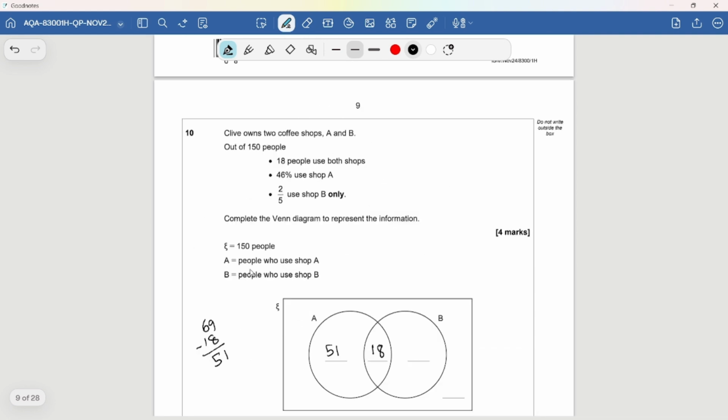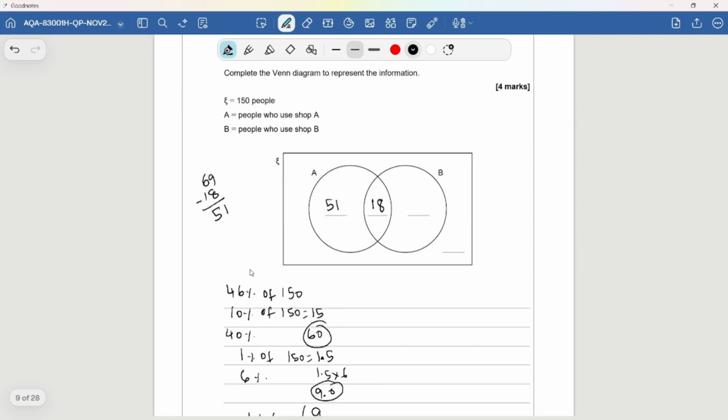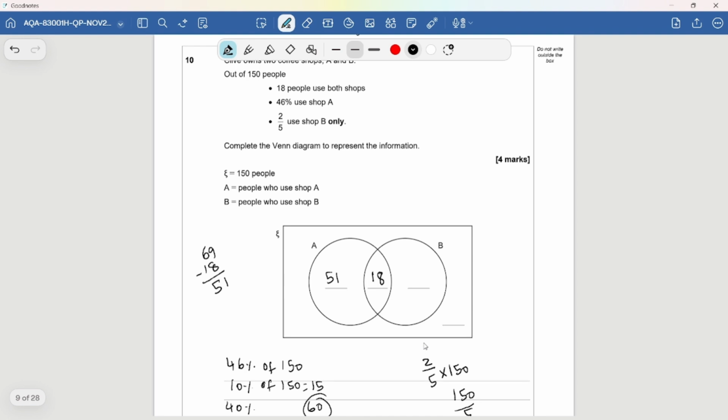What else is given here? 2/5 use shop B only. So 2/5 of 150: 150 divided by 5 is 30, and 30 times 2 gives 60. So 60 use shop B only. So this is exclusively for shop B.